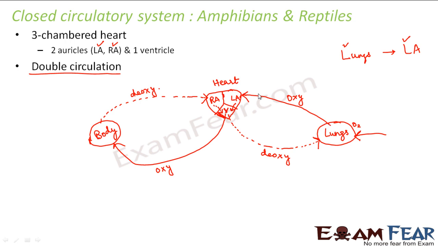So, oxygenated blood from lungs comes to left auricle, auricle will send it to ventricle, ventricle will send it outside to different body parts. In body parts, cellular respiration will happen, carbon dioxide will be produced as a byproduct. So, this carbon dioxide will get mixed with the blood and the blood will become deoxygenated. So, the deoxygenated blood will go to the right auricle, it will send it to the ventricle and the ventricle will send it back to the lungs.